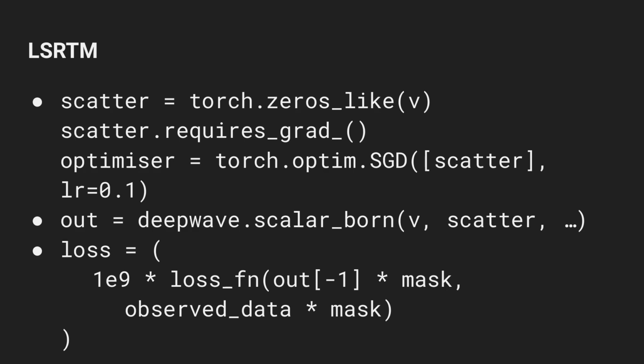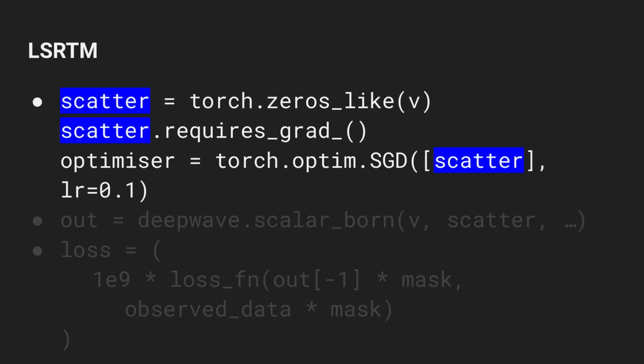There are only three changes that we need to make to an FWI code to turn it into an LSRTM code. The first is that we need to create a new model parameter for the image, also known as a scattering model or scattering potential, so I call it scatter in this example. We initially create one that's 0 everywhere. We specify that we're going to want to calculate gradients with respect to it, and we tell the optimizer that this new scatter variable is the one we want it to update to try to minimize the loss function.